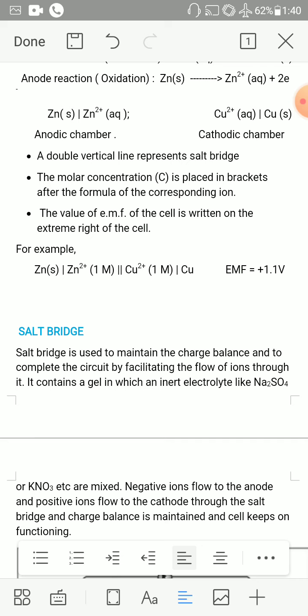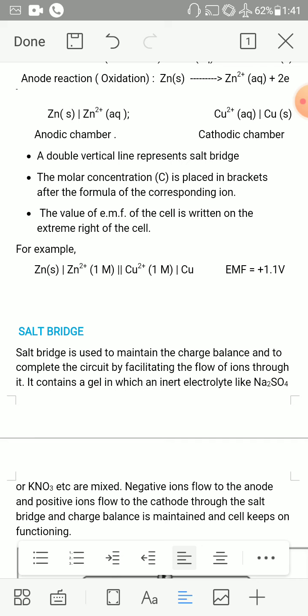And the value of EMF of the cell is written on the extreme right of the cell. So by assuming these following rules, you can represent the galvanic cell, the Daniel cell. That is, Daniel cell is one type of galvanic cell. This Daniel cell, you can represent: zinc, one vertical line, Zn 2 plus ion.